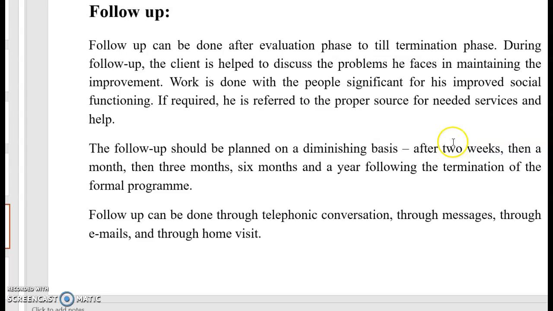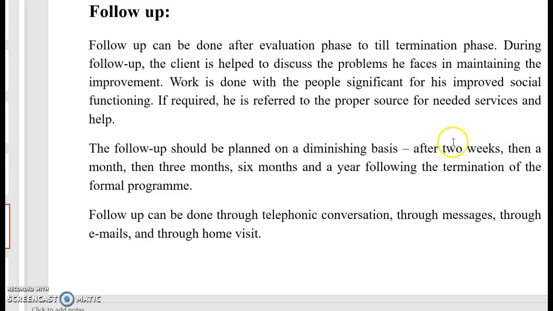During follow up, the client is helped to discuss the problems he faces in maintaining the improvement. Work is done with the people significant for his improved social functioning. If required, he is referred to the proper source for needed services and help. The follow-up should be planned on a diminishing basis: after 2 weeks, then a month, then 3 months, 6 months, and a year following the termination of the formal program. Follow-up can be done through telephonic conversation, through messages, through emails, and through home visits.